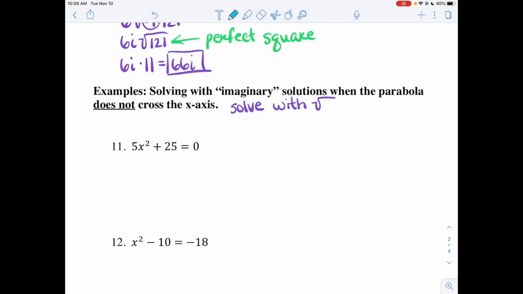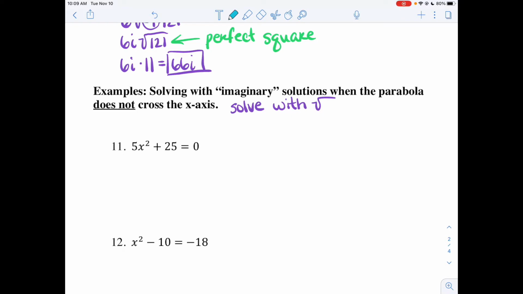Finally, we're going to learn to solve problems that have imaginary solutions. For these, notice that we don't have a middle term. We have an x squared term and a constant, but no bx term. So we're going to solve these with square roots.